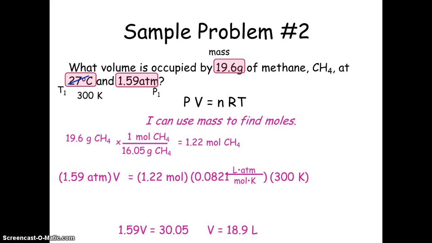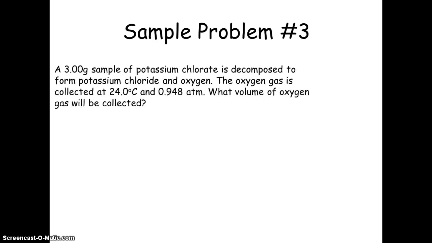So that's our answer. Now the last problem is going to be the trickiest one that we'll see. This one we need to use stoichiometry. Now notice that we're just given a description of the reaction. We have 3 grams of potassium chlorate decomposes to form potassium chloride and oxygen. Now here we know the oxygen gas has a temperature of 24.0 Celsius and a pressure of 0.948 atmospheres. And we're solving for the volume of oxygen gas.